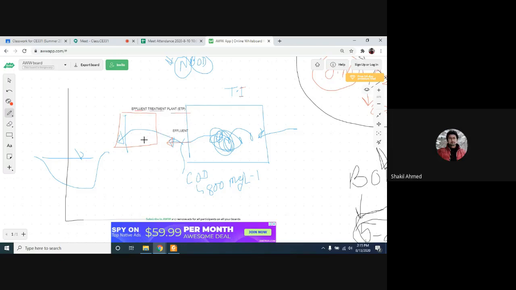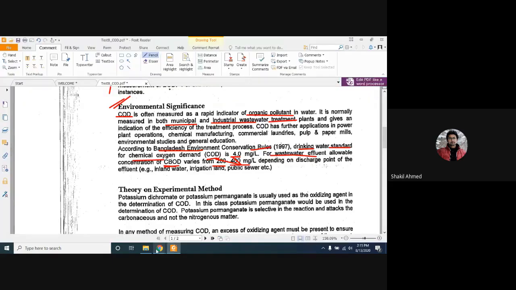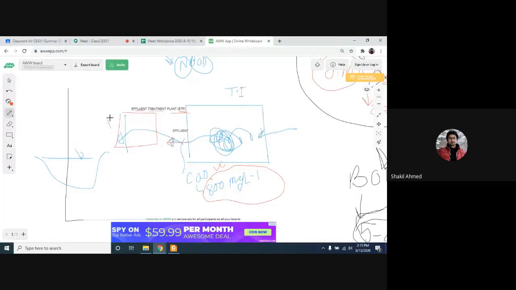So the purpose of the ETP is to treat the water to reduce the COD below 200 to 400. For example, it will reduce it to 150 milligram per liter, and then this water can be discharged into the water. Clear? So this 800 milligram per liter COD has been reduced here up to what? 150. Clear? Yes, sir.